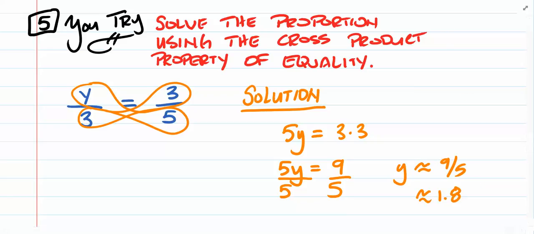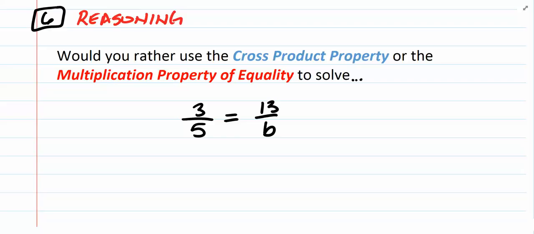For box number 6, I'd like you to answer the following question. Would you rather use the cross product property or the multiplication property of equality to solve this proportion, 3 over 5 equals 13 over b? I'd like you to tell me which one you would use and why.